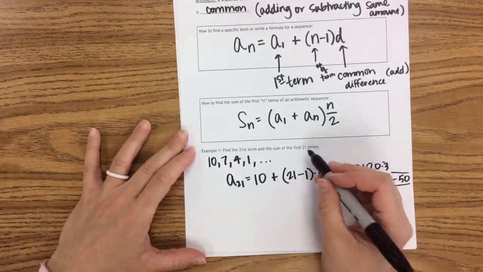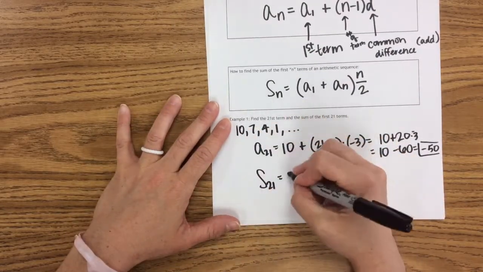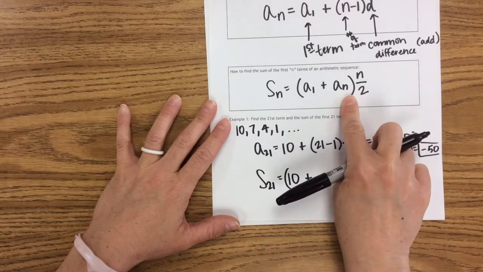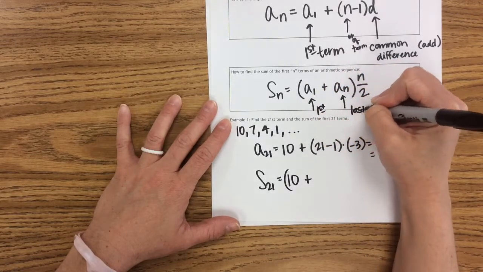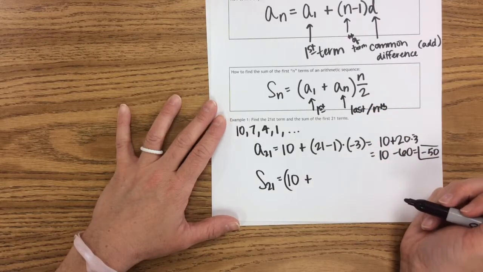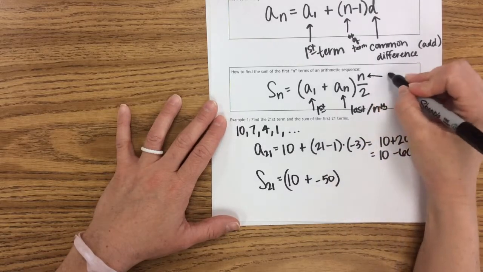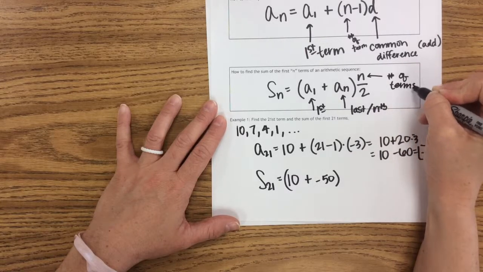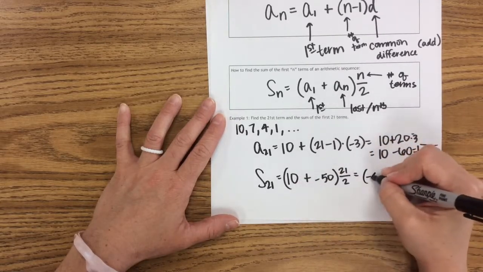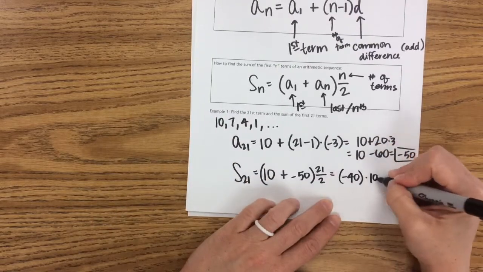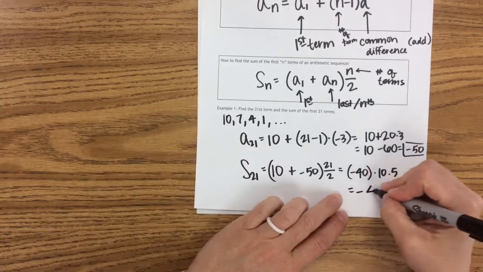Now I want to add up the first 21 terms. So S sub 21 means the sum of the first 21 terms. The first term is 10. a sub n would be the 21st term, or the last term. So this is first, this is last, or nth. In this case, the last term would be the 21st term, and so that's negative 50. And then n is the number of terms. So in this case, we have 21 terms divided by 2. So 10 plus negative 50 would be negative 40. And 21 divided by 2 is 10 and a half. So negative 40 times 10 and a half is negative 420.